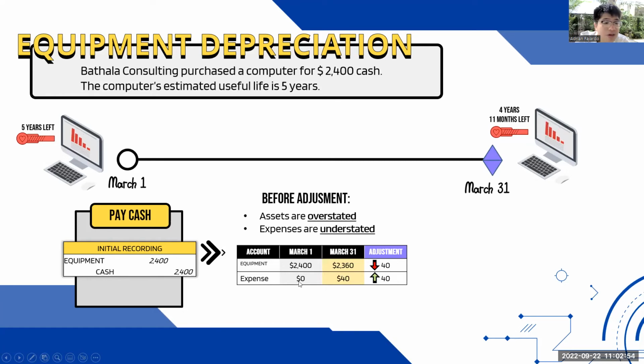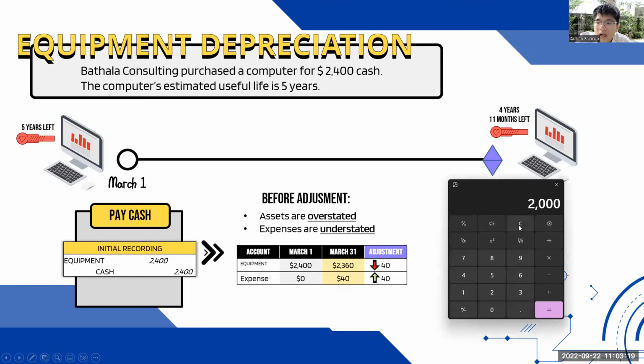So it's overstated by 40 and therefore we have to decrease it by 40. See, expenses, on the other hand, is understated because on the unadjusted trial balance, 0 pa siya. When in fact, the true value should be 40. And therefore, we have to increase this in order to mitigate the understatement, right? So now, the question is, how did we solve for 2,360 na lang, right? So the question is, we have to figure out magkano ba yung monthly expense niya, right?